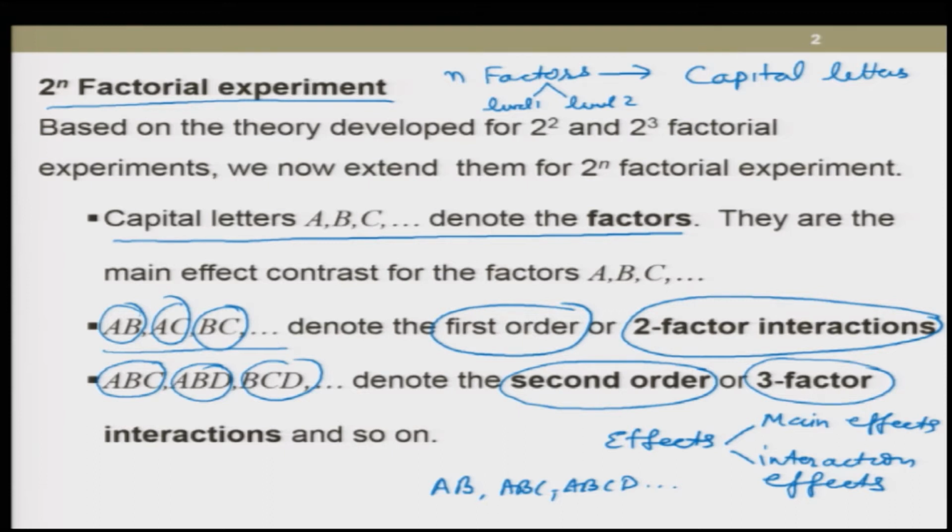You have to keep in mind that once you are using the terminology order interaction, like first order, second order, first order has 2 letters whereas second order has 3 letters. On the other hand, if you are using the terminology like 2 factor, 3 factor interactions, then 2 factor means there are 2 factors, 3 factor means there are 3 factors.